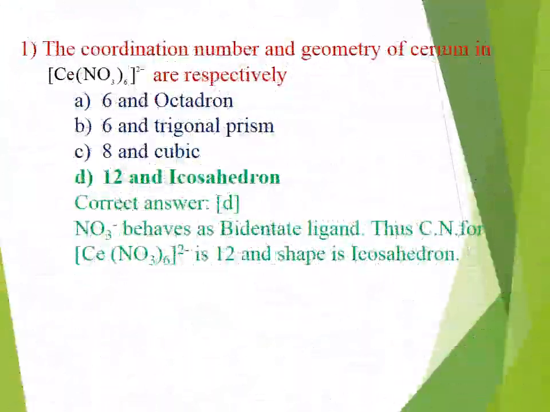Welcome to this program. Now we are going to discuss the answer key for the online test for unit 4. Question 1. The coordination number and the geometry of the cerium in [Ce(NO3)6]2- are, respectively. Here the NO3- ion acts as a bidentate ligand. Therefore, the coordination number is 12 and the structure is icosahedral. D is the correct answer.